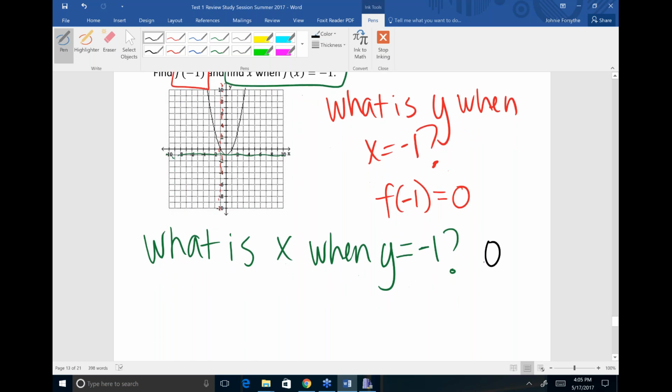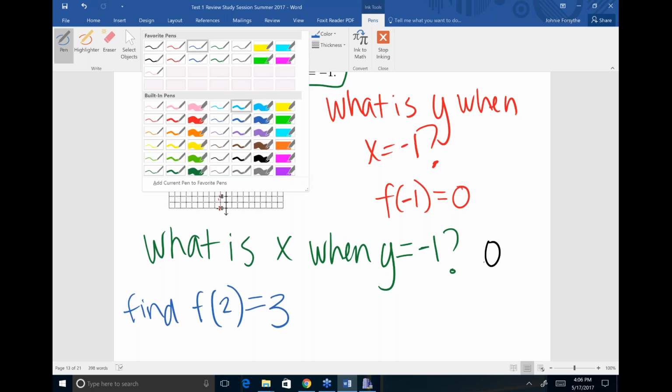Let's do another one. I'm just going to make one up. Find f of 2. So that means, what is my y when x is 2? So here's x equals 2. Where's my graph along the y-axis? So here's my graph here. When x is 2, my y would be 3. It's right here. So the answer here would be 3.